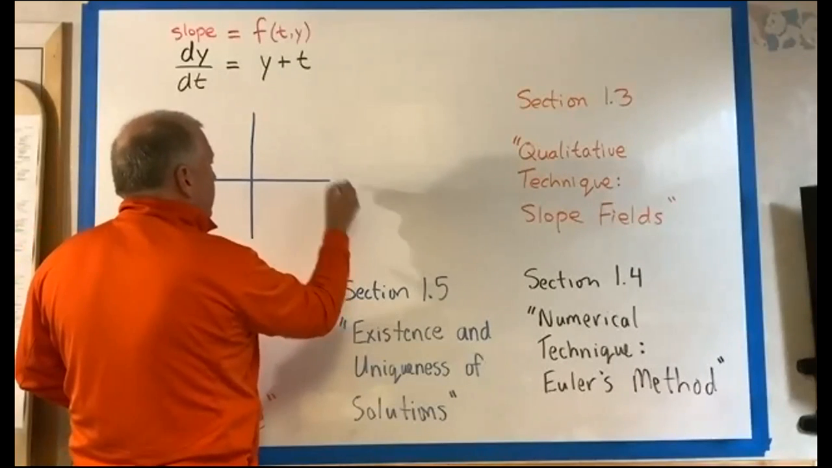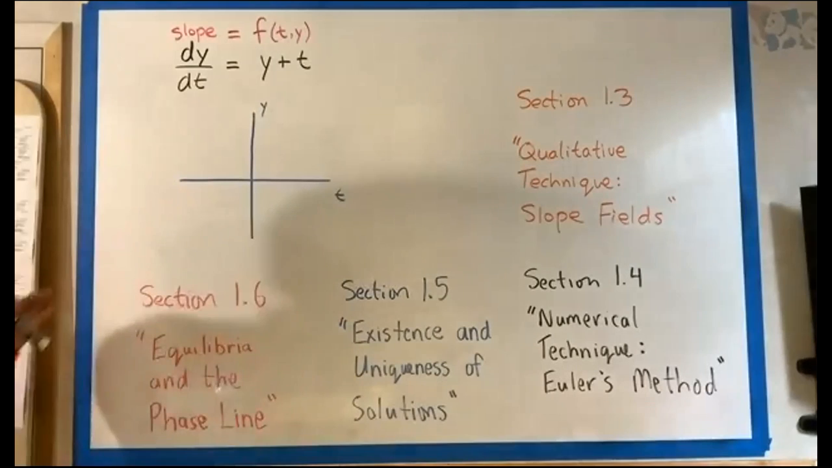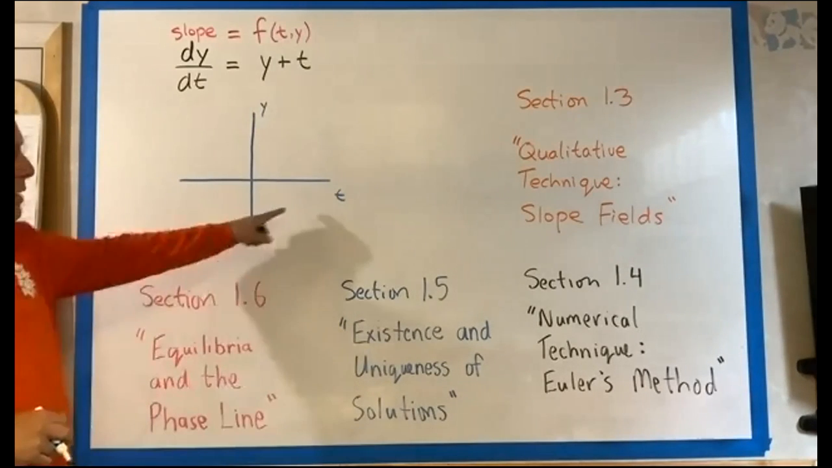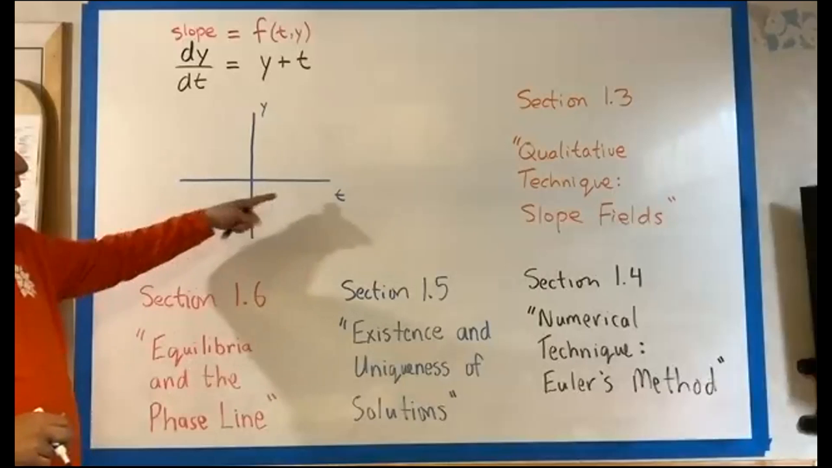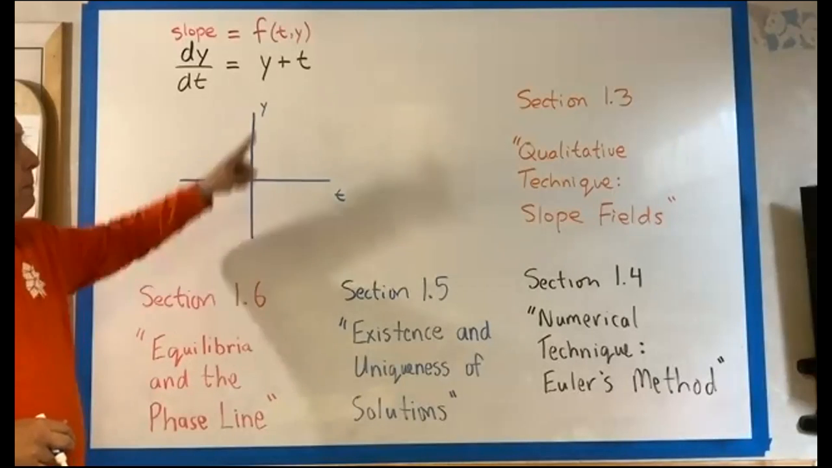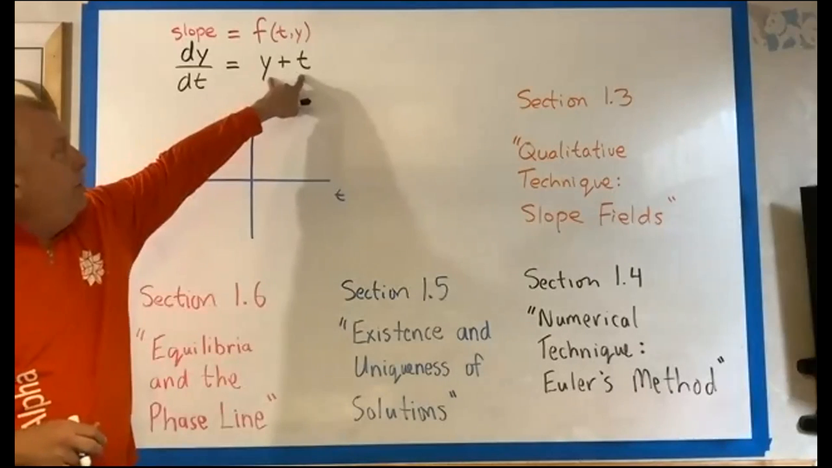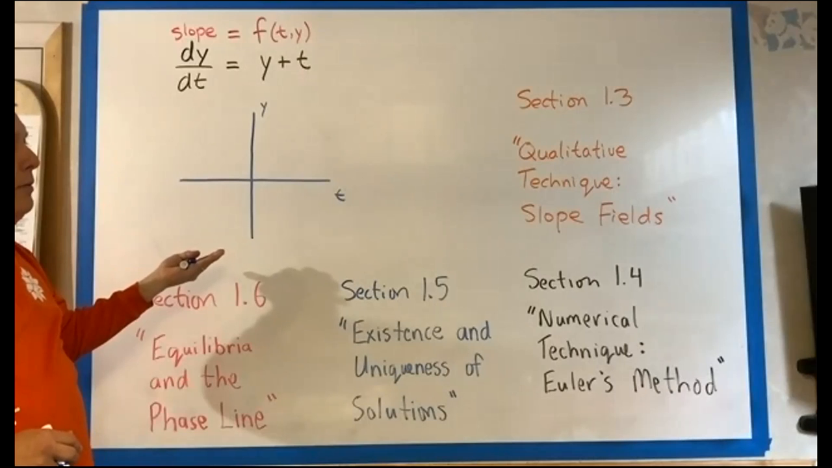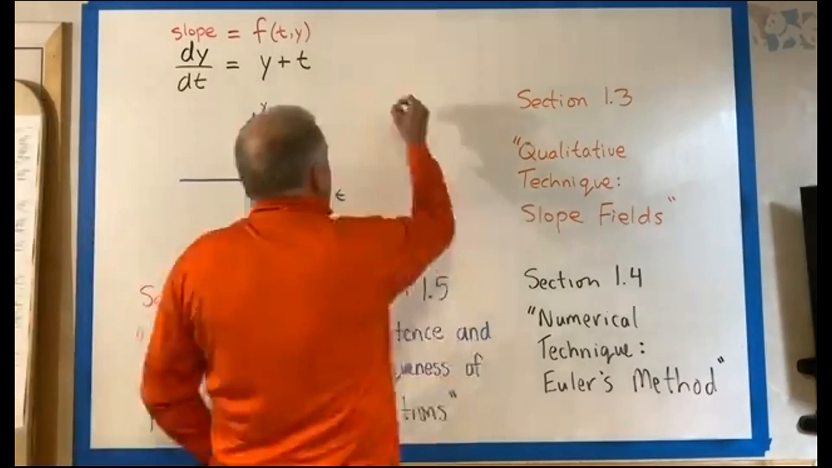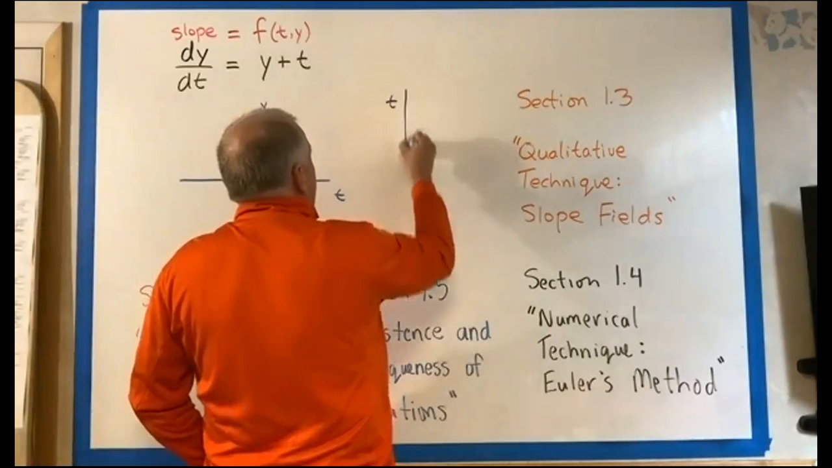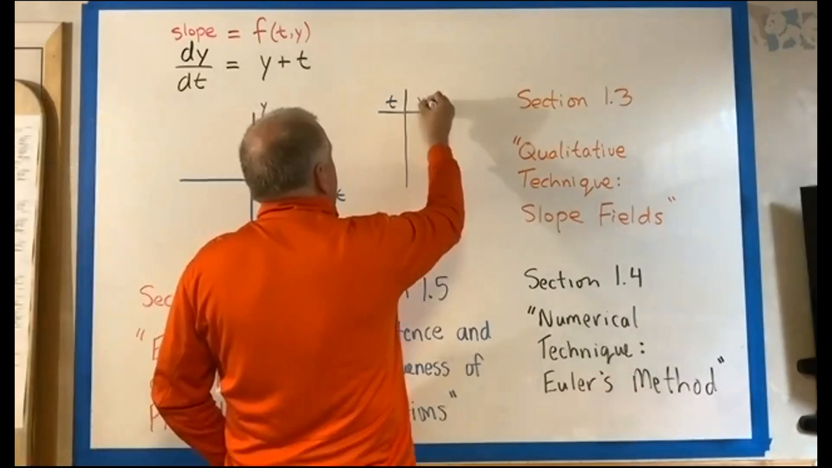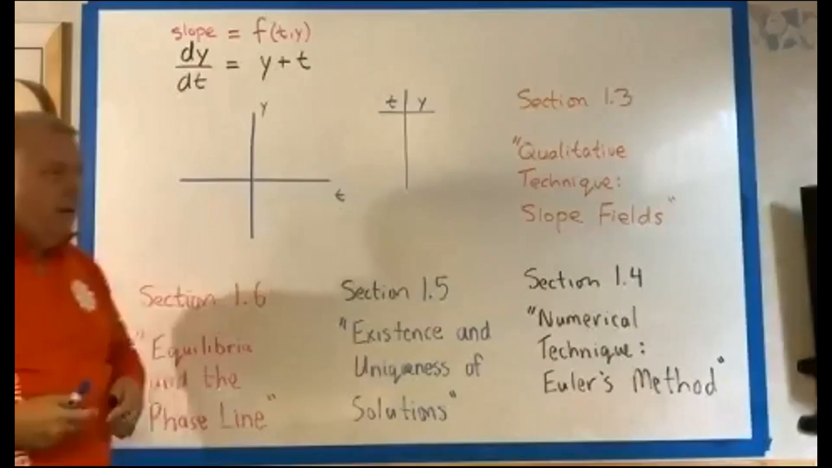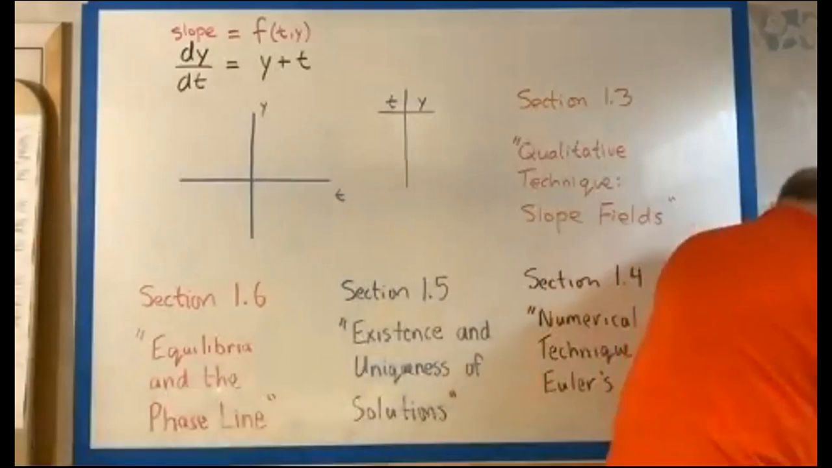Let's draw the t-y axis here. I'm not going to be super accurate. I'm just going to be general. And every point in this plane has a name, t and y. But by this formula, that means I can name the slope at every point in that plane. So I'll make a chart here of t's and y's. And then let me calculate the slope at some sample points.